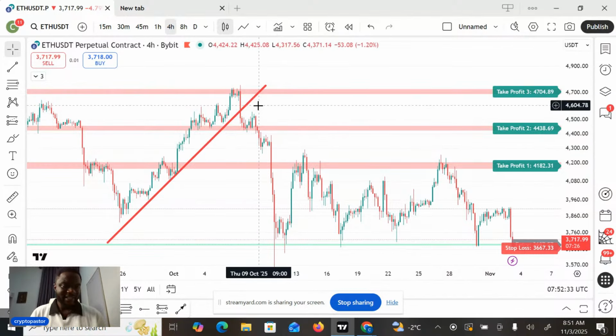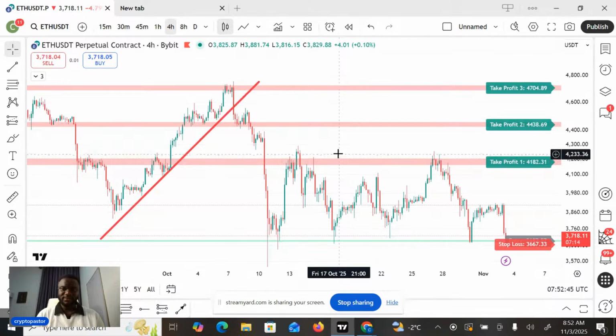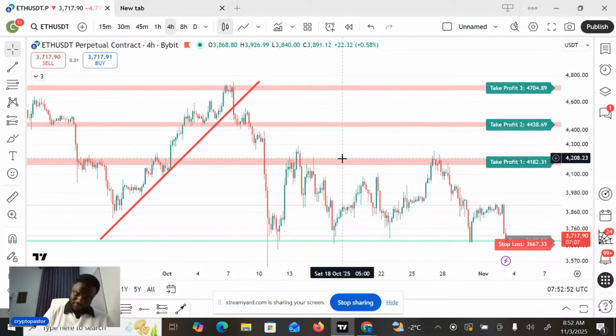Now, when you see structure like this, that the market is in an uptrend on the 4 hour time frame. Do you understand? Do you understand? Are we good to go?